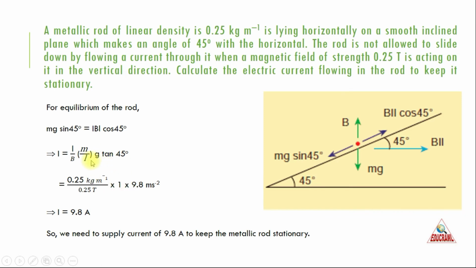So substituting the g value, M by L value, and B value, we get I equal to 9.8 ampere. So the current we are supplying to keep the rod stationary is 9.8 ampere.